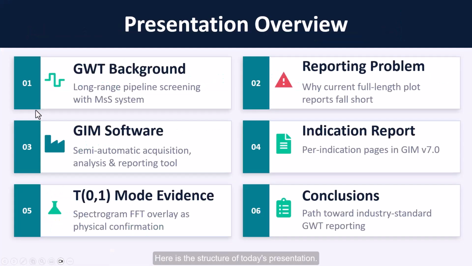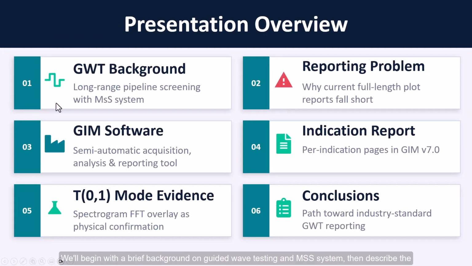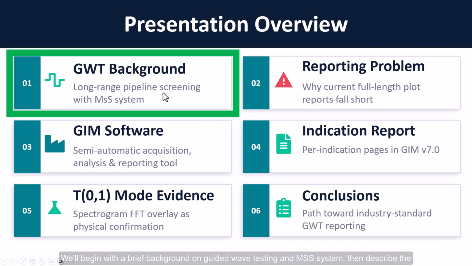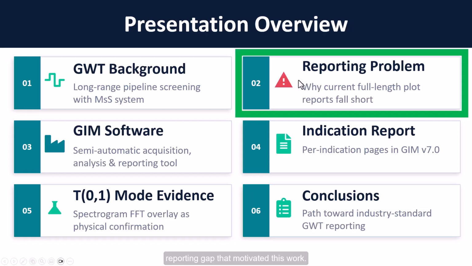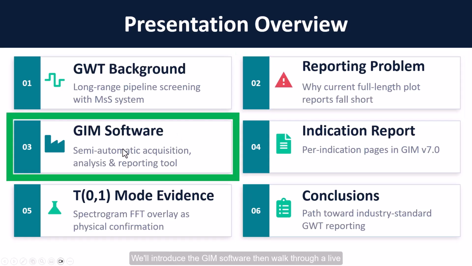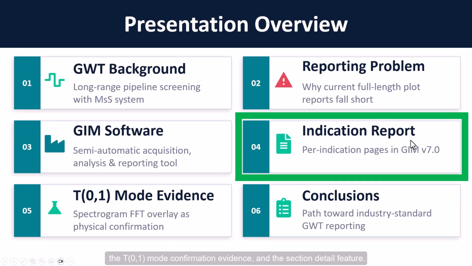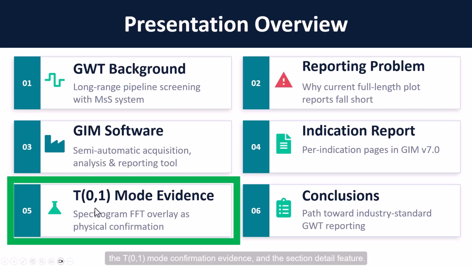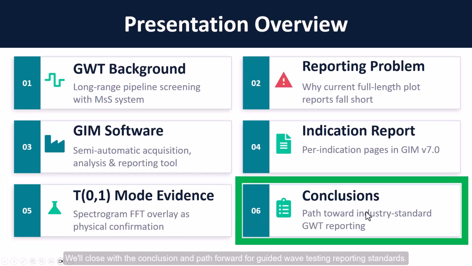Here is the structure of today's presentation. We'll begin with a brief background on GuideWave testing and the MSS system, then describe the reporting gap that motivated this work. We'll introduce the GIM software, then work through a live software demonstration using a real pipeline inspection data set. After the demonstration, we'll cover the technical features in detail: the indication report, the T01 mode confirmation evidence, and the section detail feature. We'll close with the conclusion and path forward for GuideWave testing reporting standards.